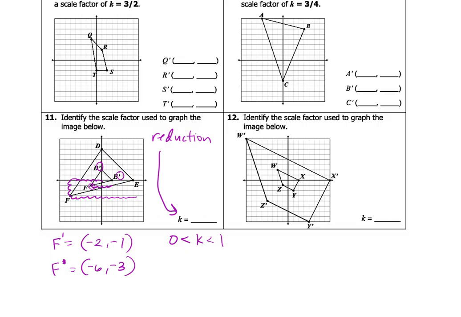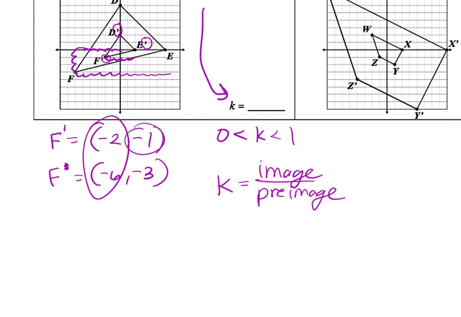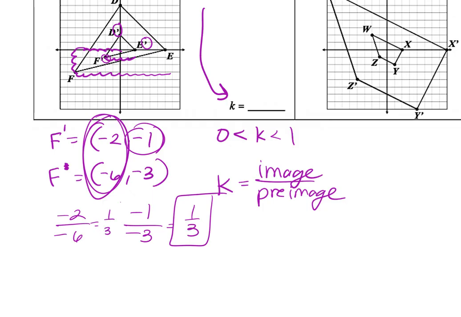How does that help me get 1/3? The y values are 1 and 3, so that's nice for this one, but they won't always be that fraction. Essentially what you're doing when you find your k is you're taking your image number and dividing it by your pre-image number. So for instance, here we can say -1 divided by -3. Well, that's 1/3. But I could also do it here. -2 divided by -6 is 1/3.